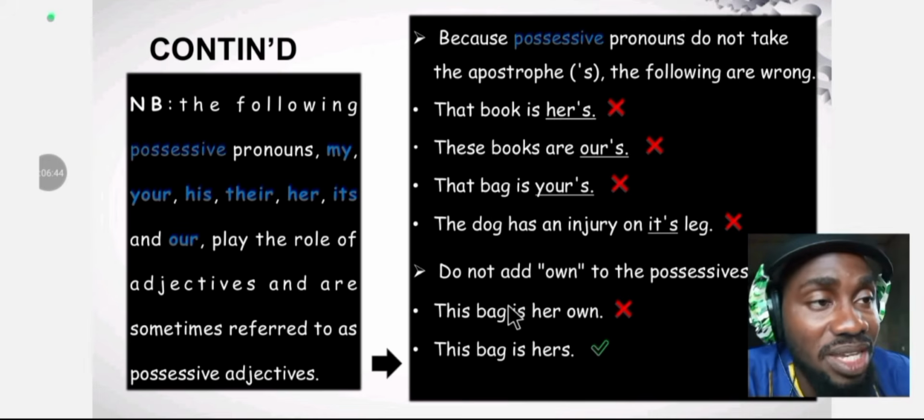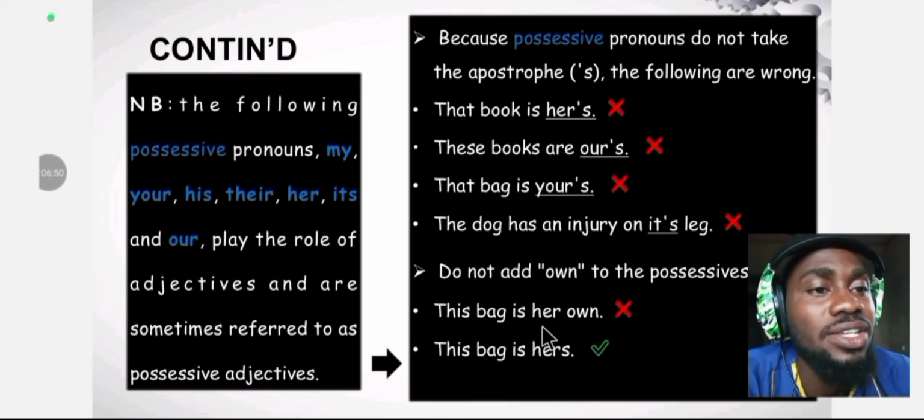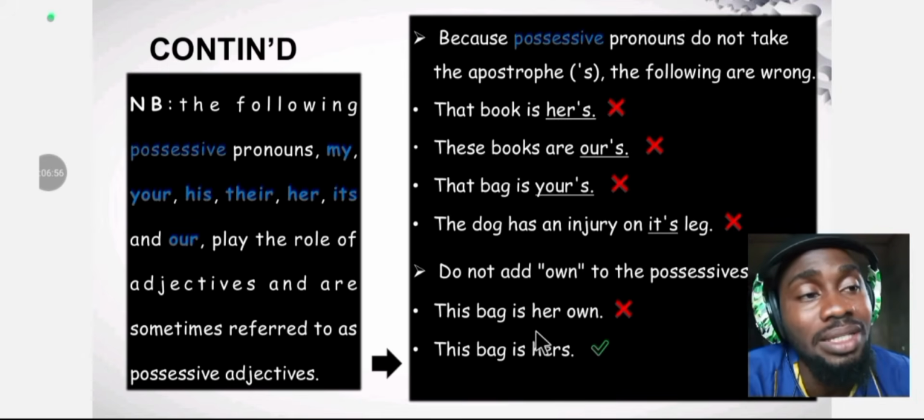Do not add own to the possessive. Just add s to it. Do not add own. This bag is her own. Wrong. A very common mistake made by Nigerians. That bag is your own. That book is your own. That car is your own. Foul. That's wrong. Very wrong.